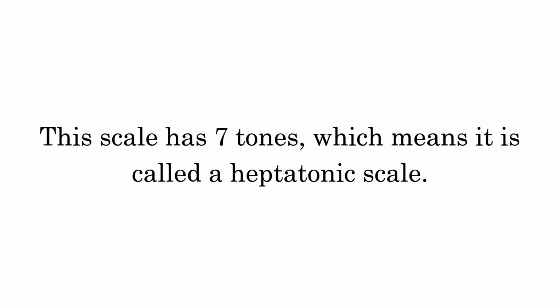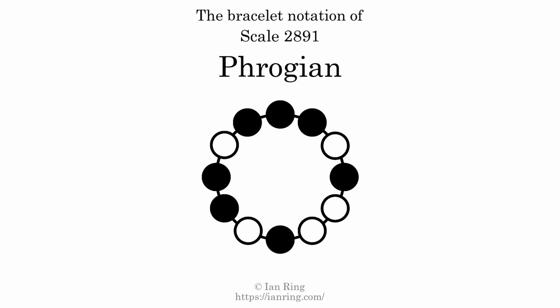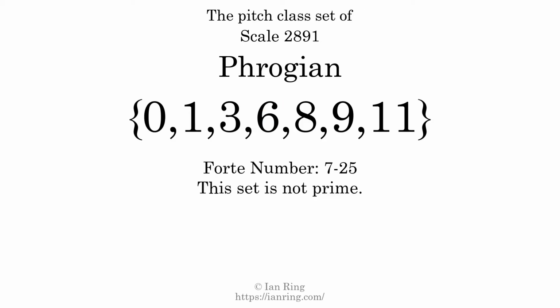This scale has 7 tones, which means it is called a heptatonic scale. This is a bracelet notation diagram of scale 2891. The shaded circles represent tones that appear in the scale, and they are read clockwise, starting at the top. The pitch class set for this scale is 0, 1, 3, 6, 8, 9, 11.